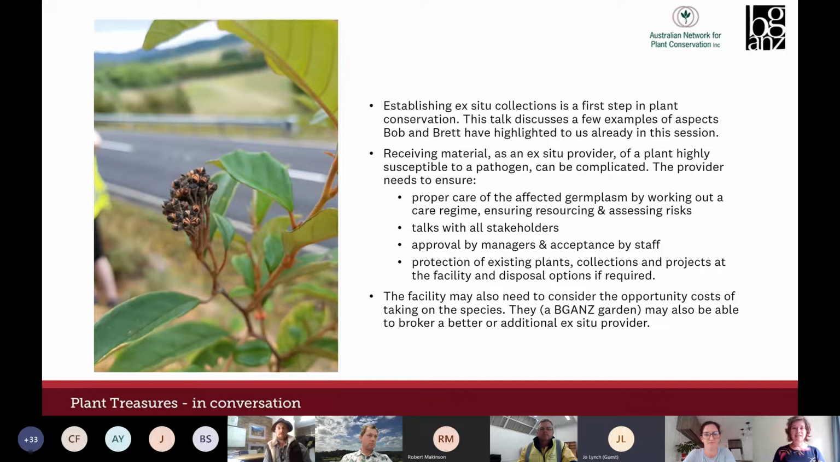So obviously establishing ex situ collections is a first step in plant conservation. And this talk discusses some examples of what Bob and Brett have already highlighted to us in this session. Receiving material as an ex situ provider of a plant that's highly susceptible to a pathogen can be a really complicated gift. The provider needs to ensure they can give proper care to that affected germplasm by working out a regime specific to that, and ensuring resourcing to do that, and assessing all the risks that might bring to that facility.